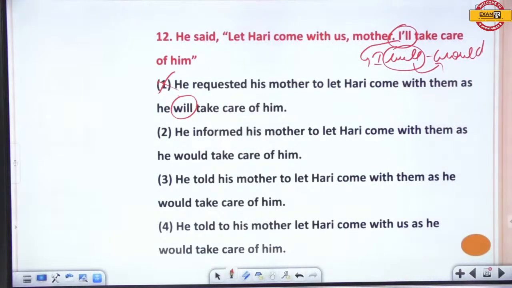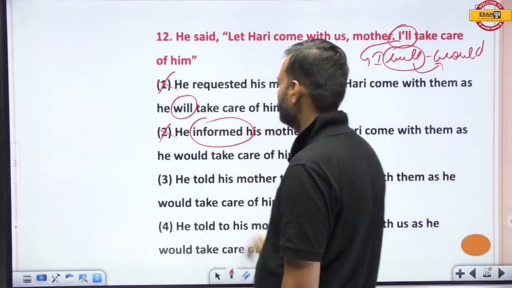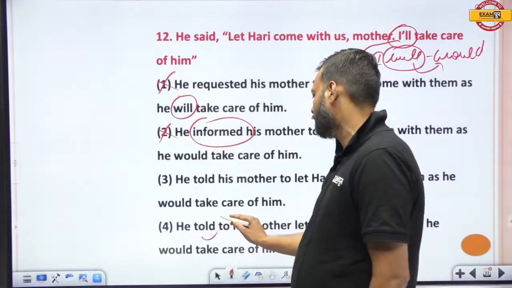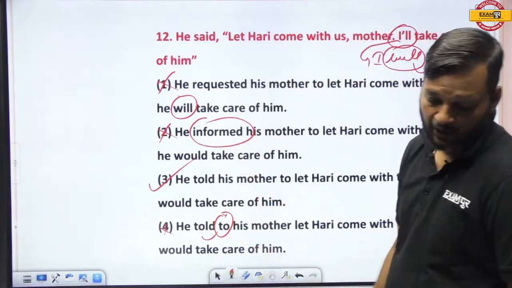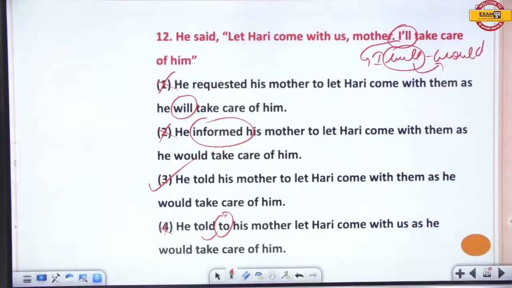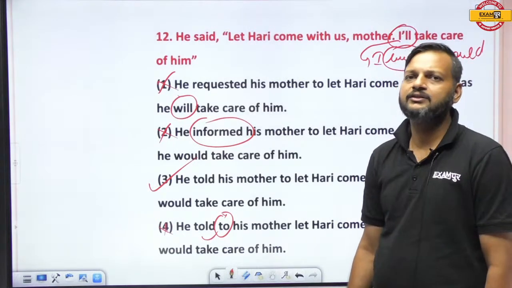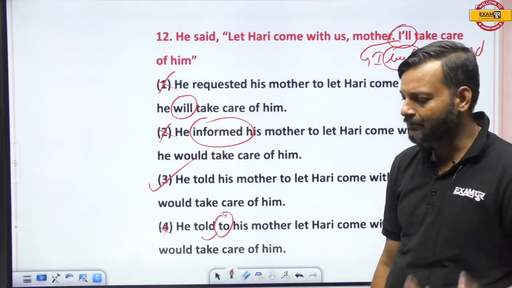Okay. He informed his mother to let him. So with let, you cannot use this reporting verb. Informed, eliminate this. Now we have third and fourth. He told his mother to let Hari come with them as he would take care of him. He told. After told, you cannot use to. This is wrong. So eliminate this as well. The answer is 3. So what I only want to tell you is that do not look for the correct answer. Just look for the wrong things that you eliminate.